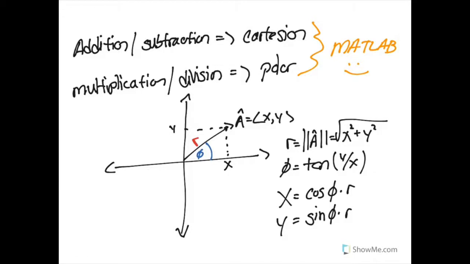Again, as a quick summary of both of these, if we are doing addition and subtraction, we want to be in a Cartesian system. If we are doing multiplication and division, let's be in a polar system. And overall, if you are in MATLAB, it will do all of these things for you. So we'll have a follow-on video that shows how to enter all of these values in MATLAB.